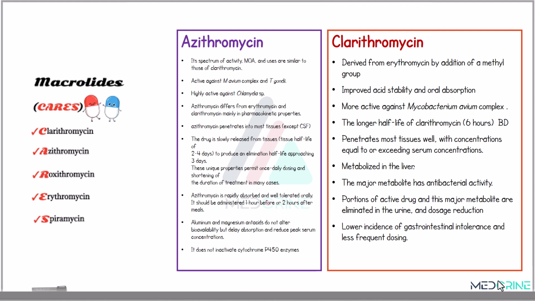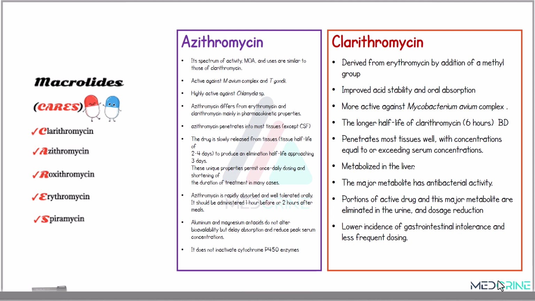Azithromycin is rapidly absorbed and well tolerated orally as compared to other macrolides, and we always advise that these drugs be administered 1 hour before meals and 2 hours after meals. The presence of an antacid, such as aluminum and magnesium antacids, in the stomach does not alter the bioavailability of azithromycin. However, they can delay absorption and reduce the peak serum concentrations. And lastly, azithromycin does not inactivate the cytochrome P450 enzymes.